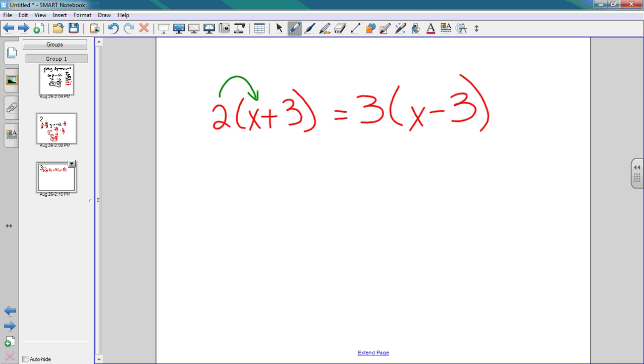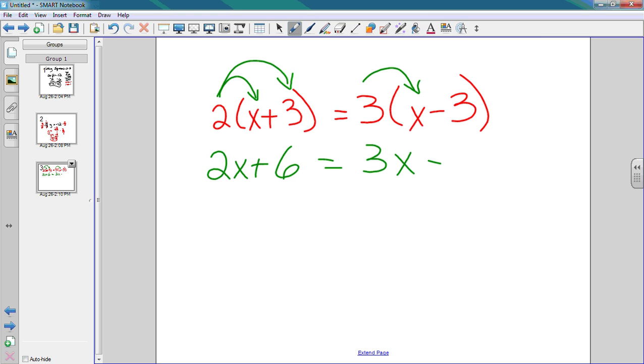If you use the distributive property, make sure you show me your arrows. Okay, so I have 2 times x plus 2 times 3, which is 6. And now I'm going to use it again: 3 times x minus 3 times 3, 9. Now what? I still have x's on both sides.